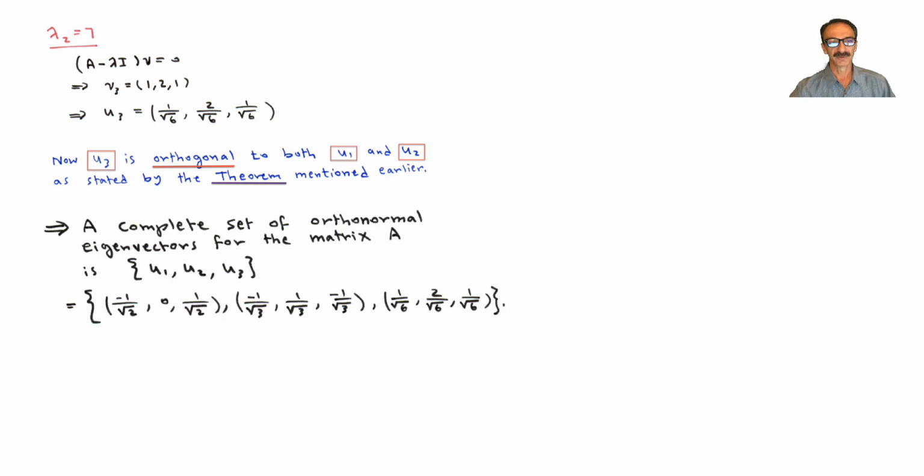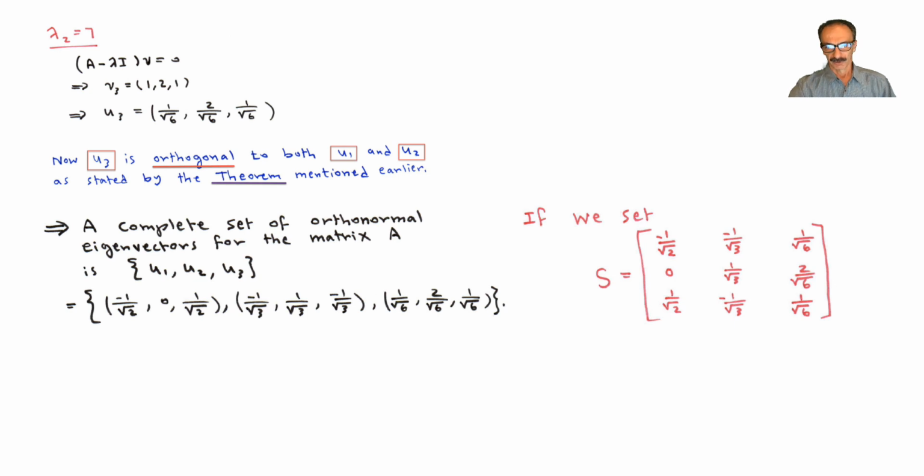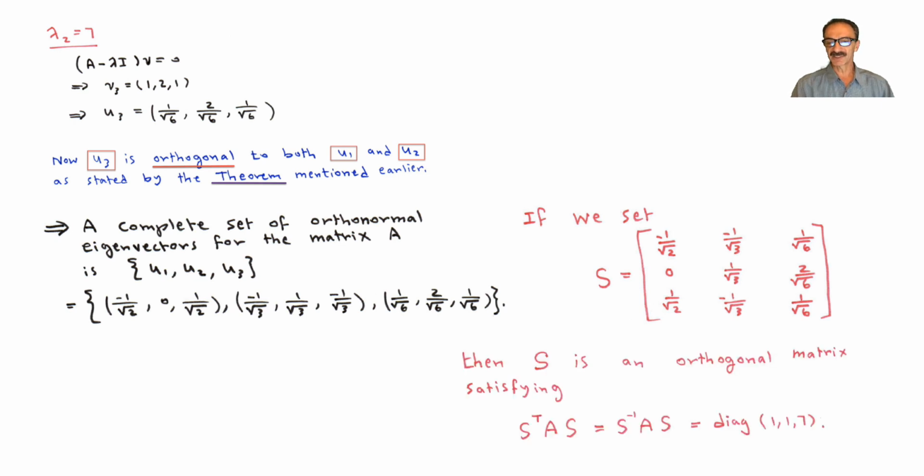So a complete set of orthonormal eigenvectors for the matrix A is u1, u2, u3, and that is right here u3, and u2, u1 came from lambda 1 equals 1. So if we set S equals the column vectors, as you can see, this right here is u1, this is u2, and this is u3, then S is an orthogonal matrix satisfying S transpose AS equals S inverse AS, or in short we use the diagonal matrix of the lambdas 1, 1, 7.